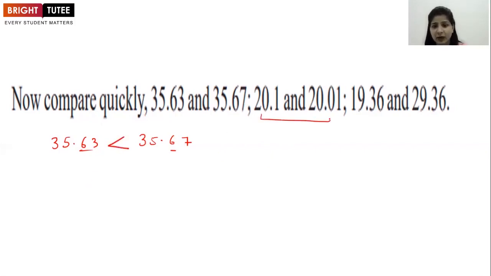Let us discuss about this one. It is 20.1 and it is 20.01. First of all, you are going to make the number of decimal places same. If I mention a 0 here, does it make any difference? No. Now, 20 and 20, the whole parts are same. Coming to the decimal part, it is here 1 and it is here 0. Which is greater? 1. So, this is going to be greater.